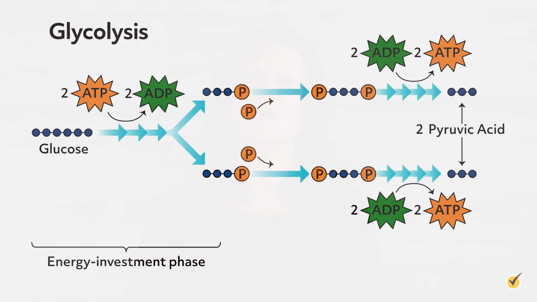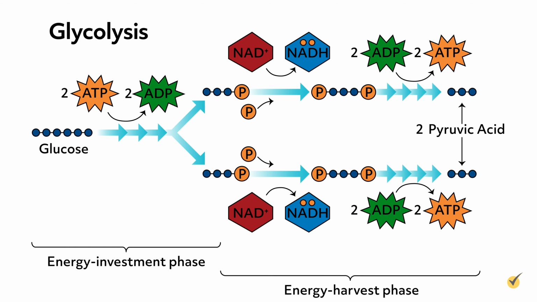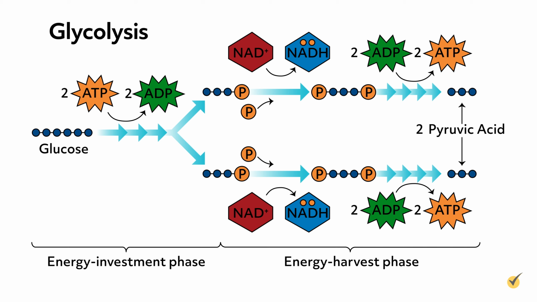Each molecule of GAP will go through the second phase, where these 3-carbon compounds are oxidized to form 2 pyruvate molecules, as well as 4 molecules of ATP and 2 molecules of NADH in a series of 5 more reactions. Each of these reactions are oxidation-reduction reactions where electrons are essentially transferred from one compound to another. Therefore, this phase is known as the energy harvesting phase.